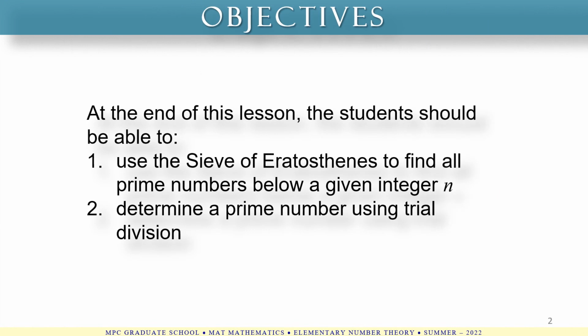At the end of this lesson, the student should be able to use the sieve of Eratosthenes to find all prime numbers below a given integer n and determine a prime number using trial division.